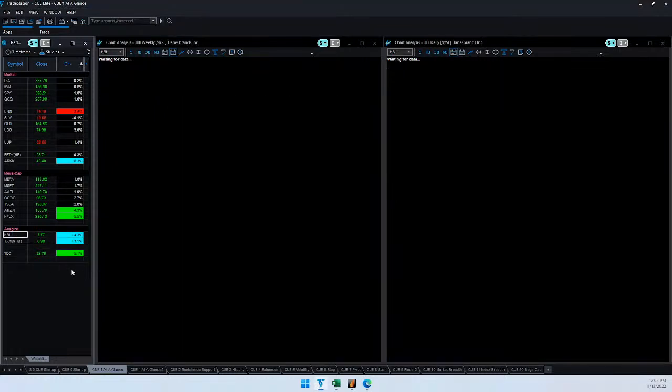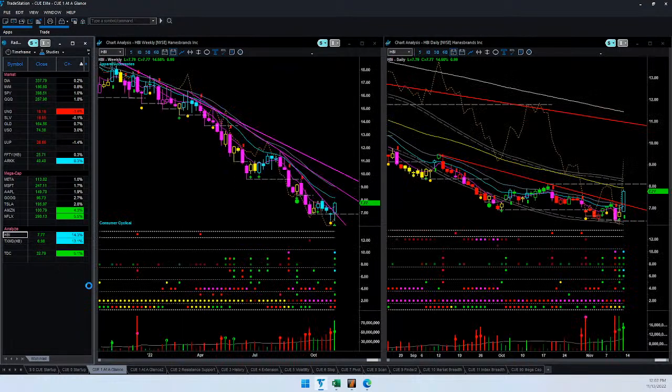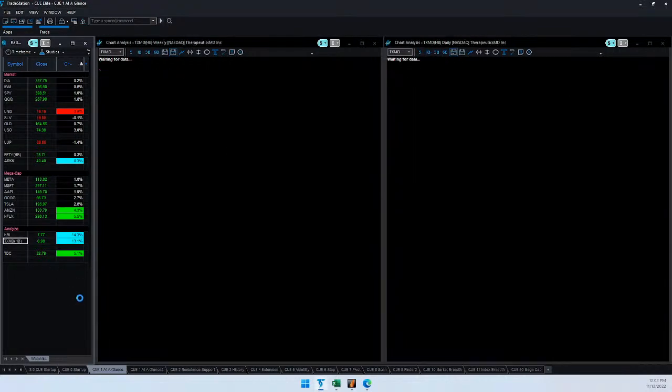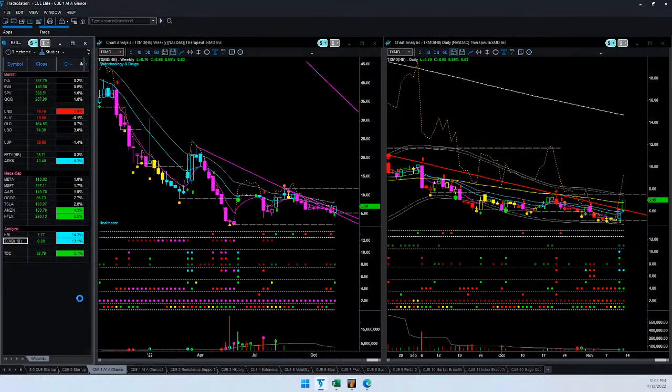So I'm left with two stocks. One is HBI, very nice decisive breakout on Friday, and the big move up 3 on Friday, and the biotech stock TXMD. Very decisive breakout in both weekly, daily, low price biotech. You may look at both of these stocks.